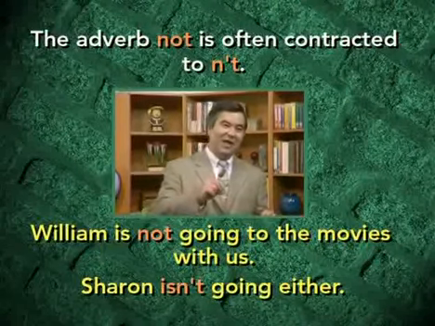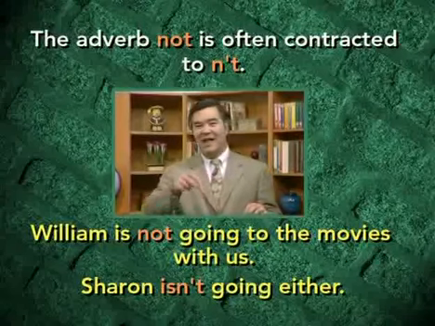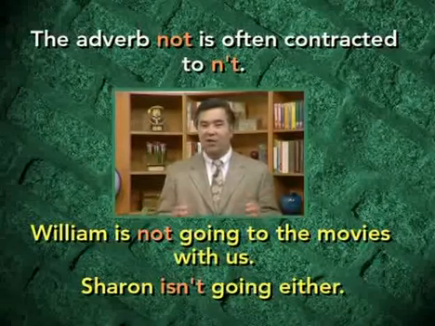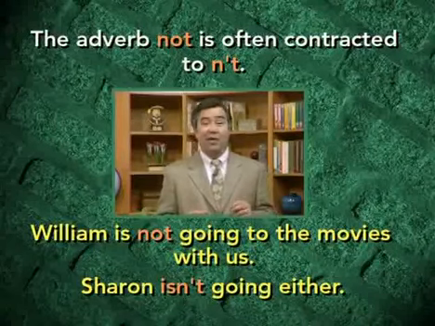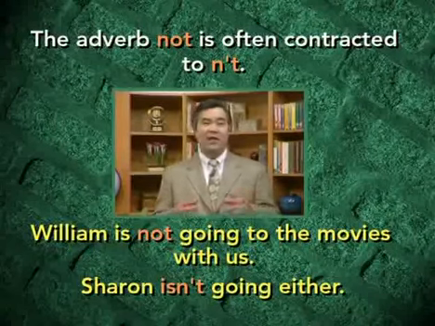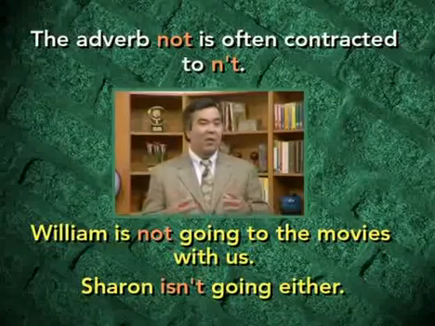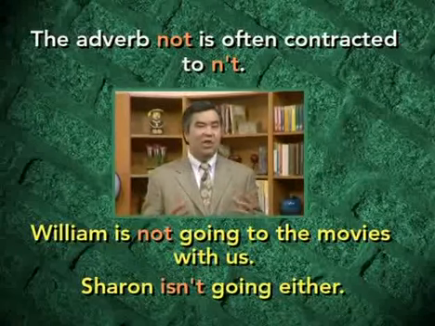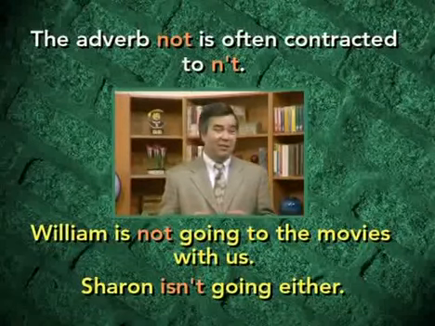And not, the contraction n't, has been stuck in the middle to negate the meaning. This sentence could have read, Sharon is not going either, but most often, for ease of reading, we would contract not to n't and turn it into Sharon isn't going either.